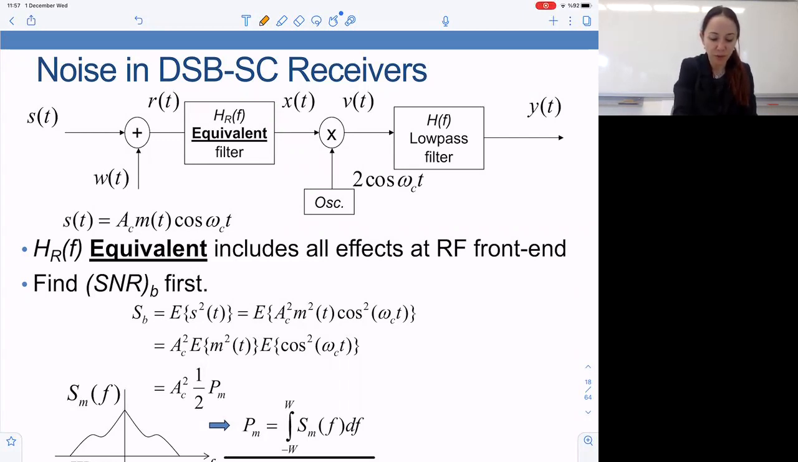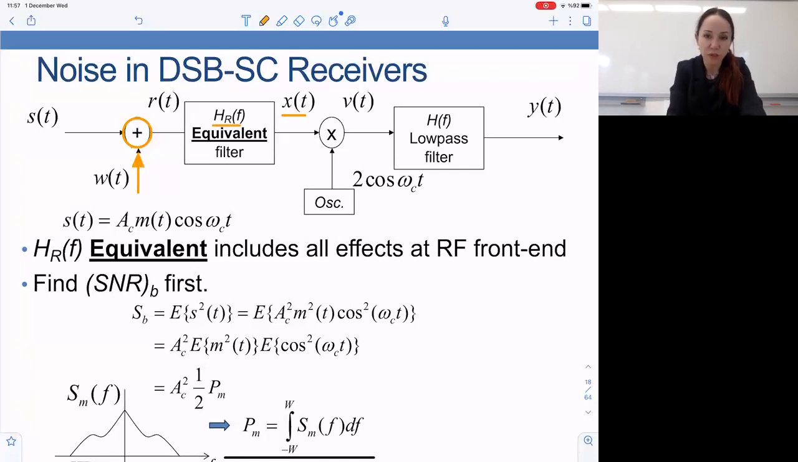So, as you know, our DSB-SC system, as we discussed before, is going to be subject to additive noise at the receiver. So this is the receiver, and we model the noise as being added to the incoming modulated signal at the receiver front end. Here, H_R of f is the filter that stands for the equivalent effects of all RF front end components. And x(t) is the signal that contains the filtered signal coming in, as well as the filtered noise.